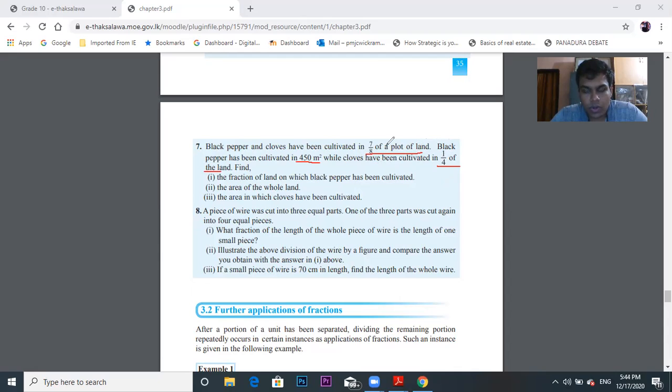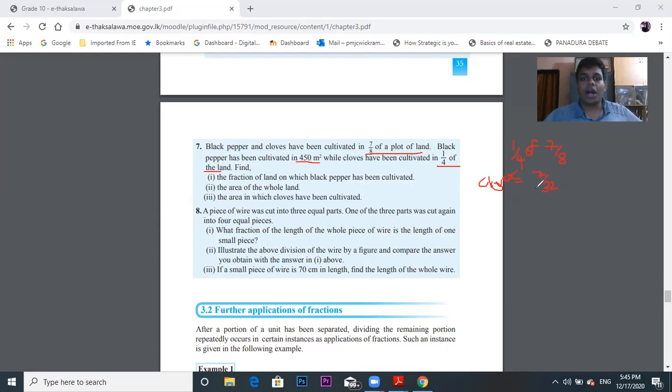So basically what they have asked is, I think they should have mentioned 1/4 of the plot of land. They just say land. I'm assuming it's the plot of land. So 1/4 of the plot of land, that is 7/8, you multiply. When you multiply this, it will give you 7/32. Am I right? 7/32. This is the fraction of land that has been cultivated with cloves.